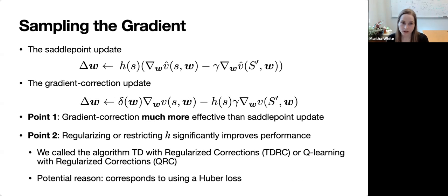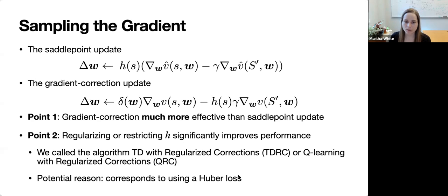And the other thing we have found that made this update much more effective: the gradient correction is much more effective, but even that on its own was still not enough to get a very good gradient algorithm. The second thing that we found was really key. It was a very simple idea, which is that we needed to actually regularize this variable h so that it was constrained a little bit more and didn't skew this update too much. So the original algorithm we introduced was called TD with regularized corrections, since we regularized this h, and then the corresponding control algorithm, Q-learning with regularized corrections.